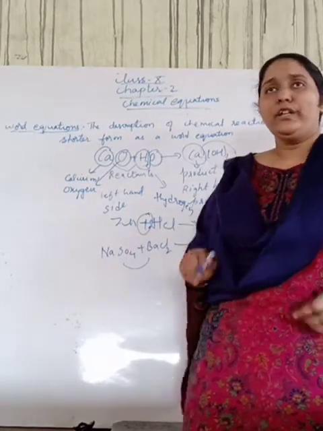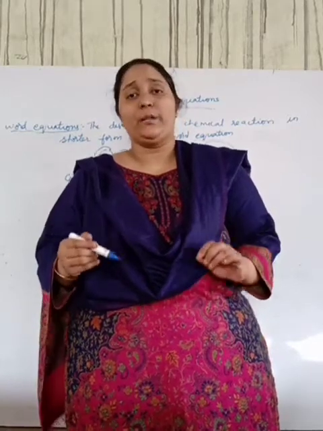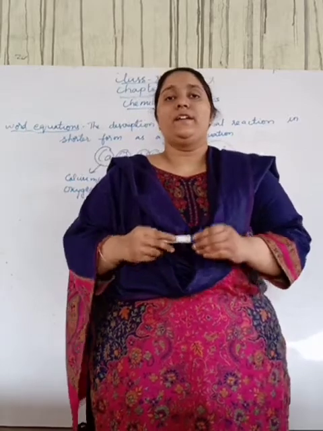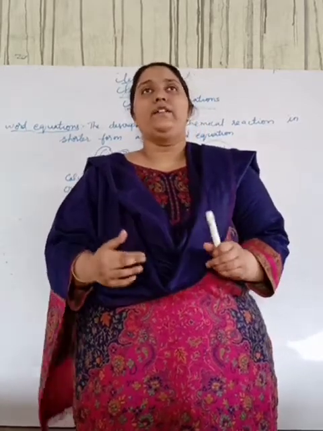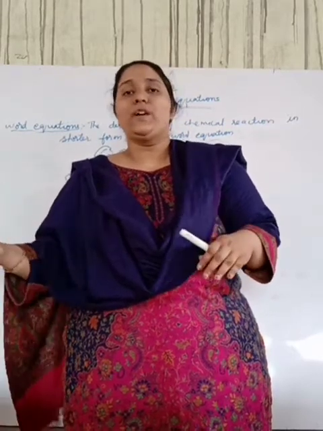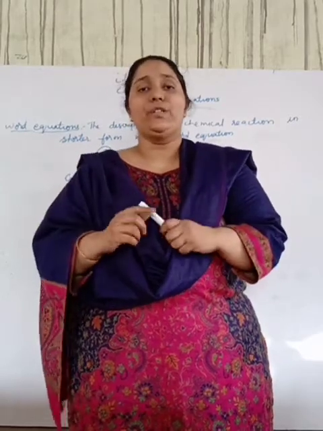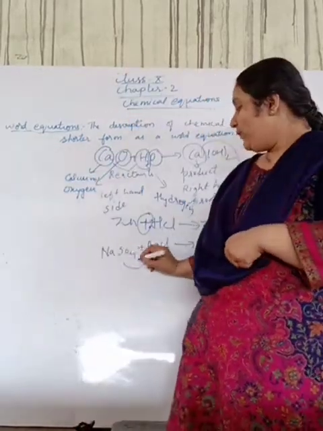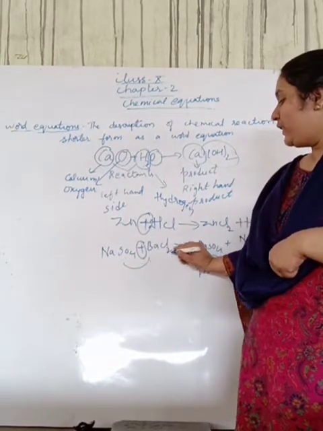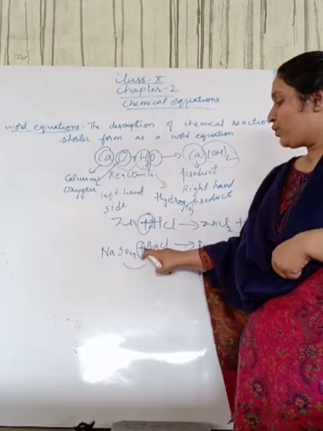So during a chemical change or a chemical reaction, if two or more reactants are present, or two or more products are formed, then these reactants are separated with the symbol plus. Okay, so we can see here Na2SO4 plus is written in between BaCl2. These two are involved in the reaction, so we are separating these two with plus.